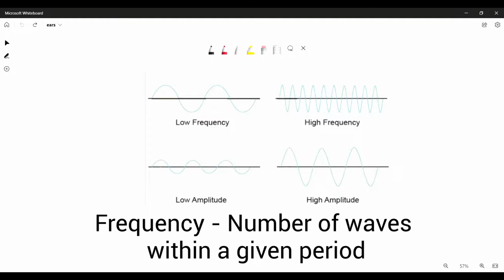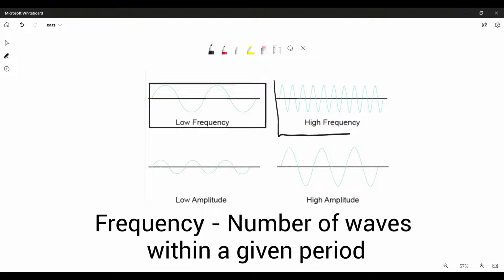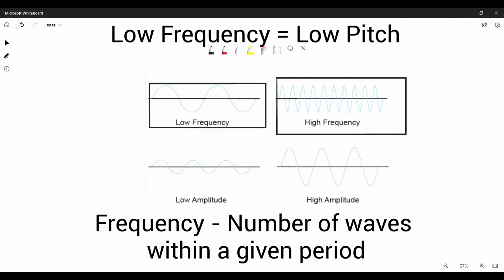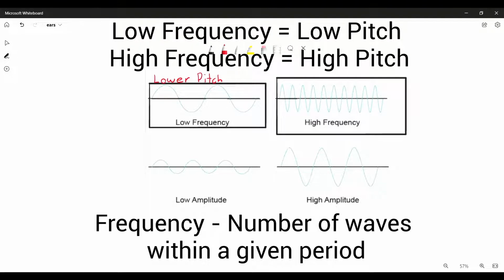So frequency is nothing but the number of waves within a given period. As you can see, this image over here has a lower frequency as there are fewer waves within a given period compared to this image over here. So when a sound wave has low frequency, your ear processes it as a lower pitch. And the opposite is true for high frequencies. When the sound wave has a high frequency, your ear picks up a high-pitched sound.